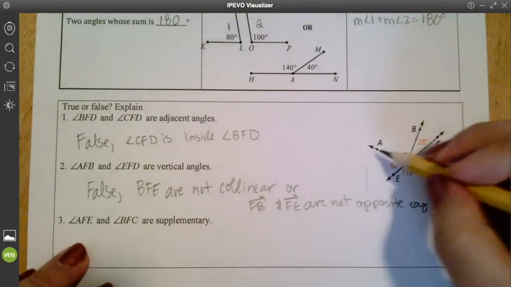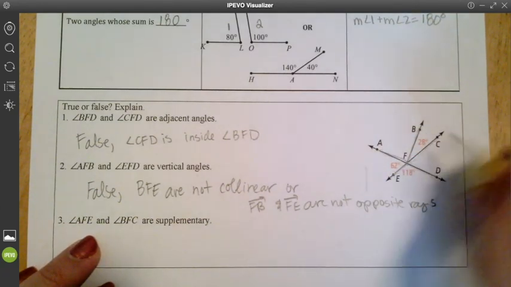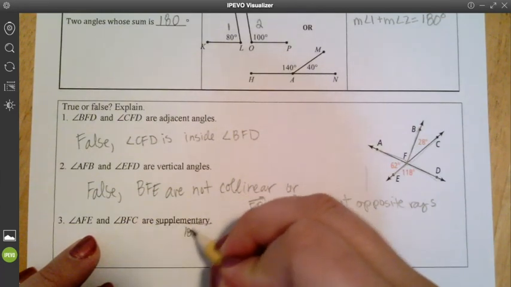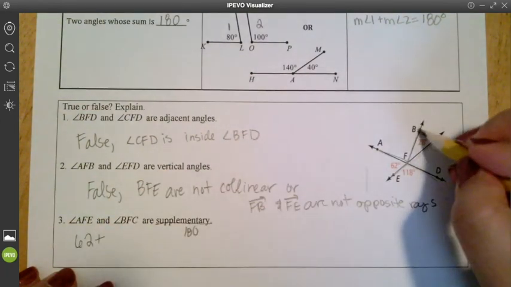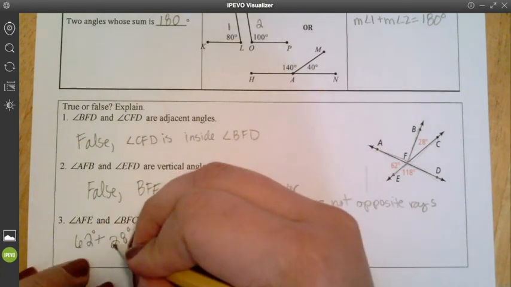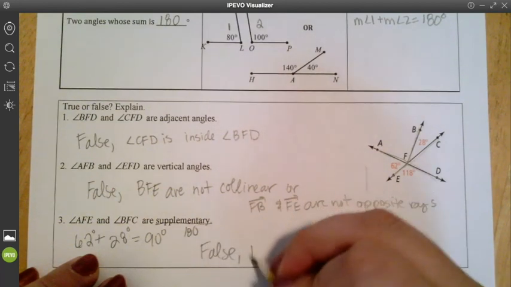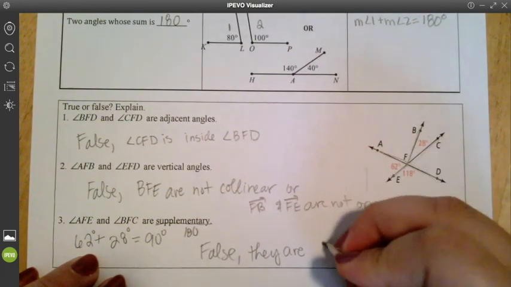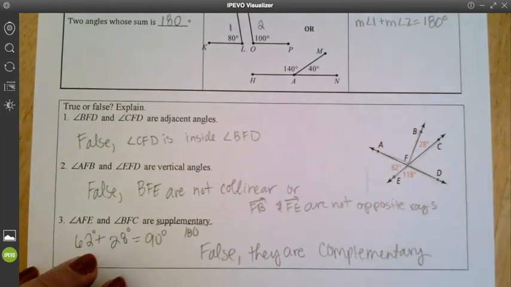And then finally, AFE and BFC, are they supplementary? Supplementary means 180. So AFE is 62, BFC is 28, 60, 70, 80, 90 degrees. So this is false. They are complementary. Okay, let's look at a couple more.